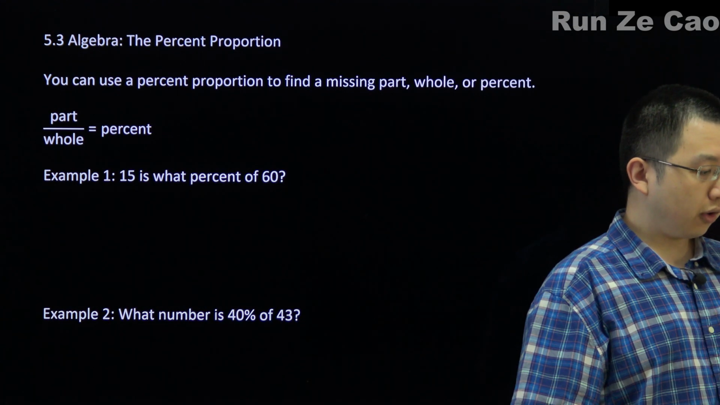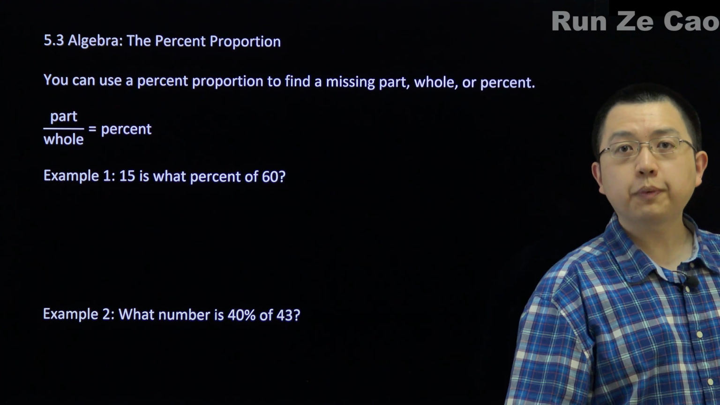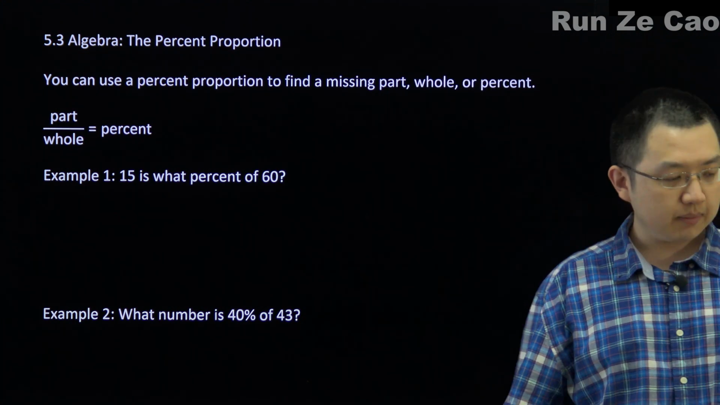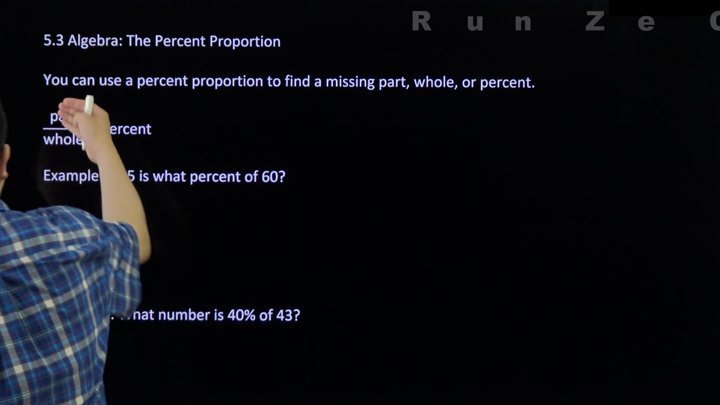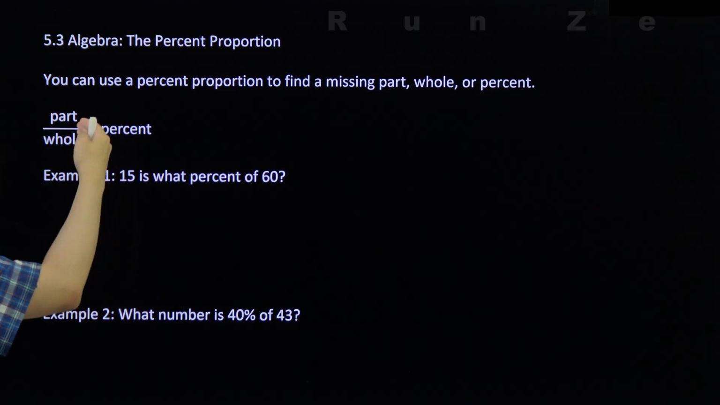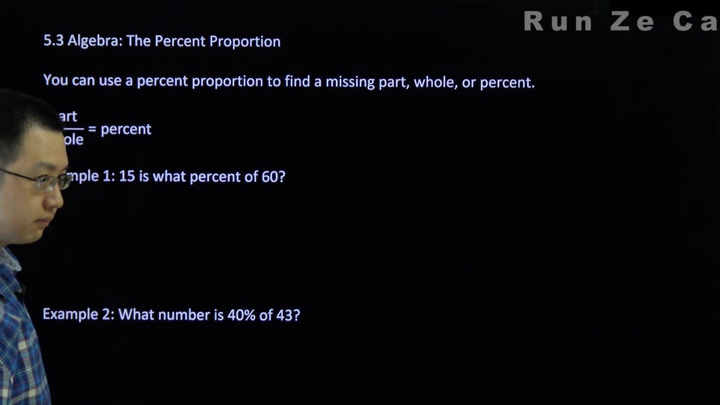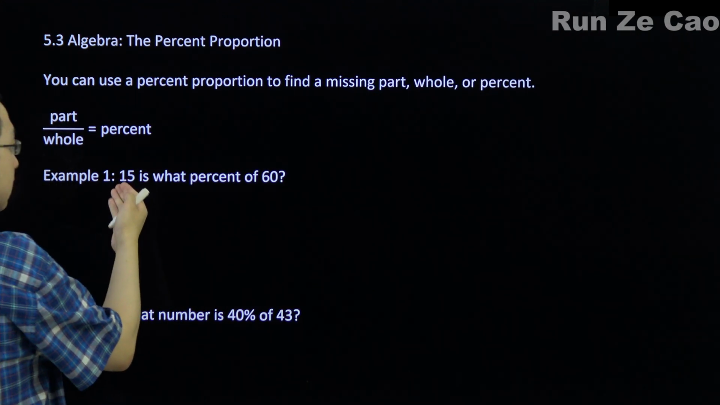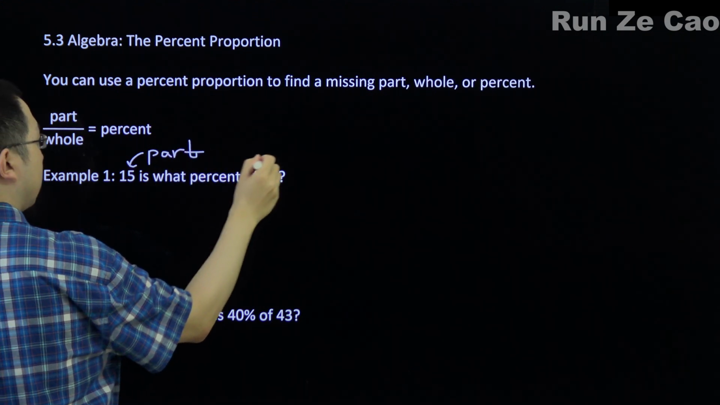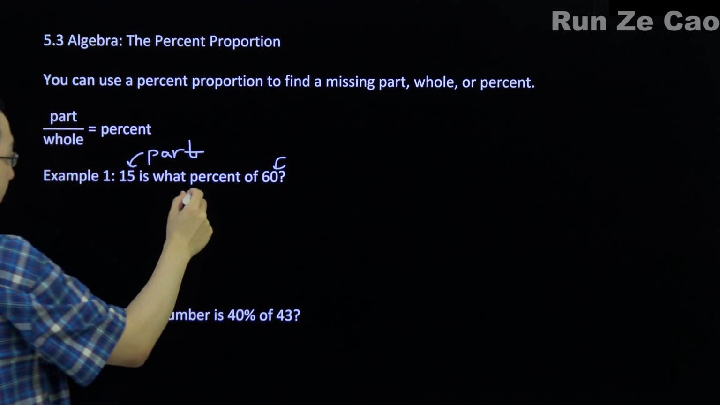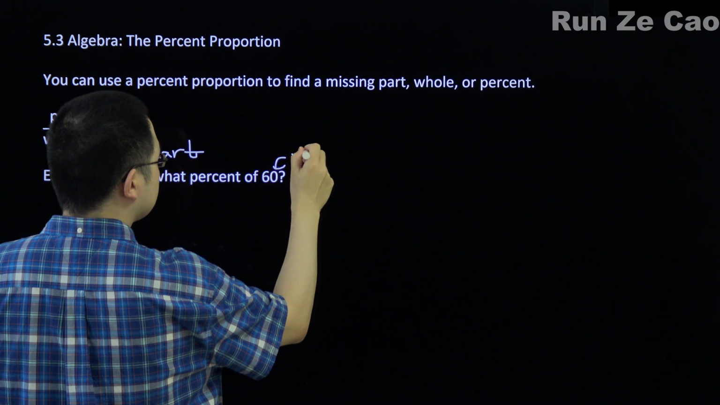Now, percent proportions. You can use percent proportions to find a missing part, whole, or percent. The part divided by the whole is equal to the percent. So 15, the part, is what percent of 60, which is the whole?